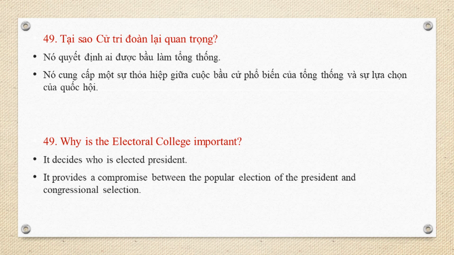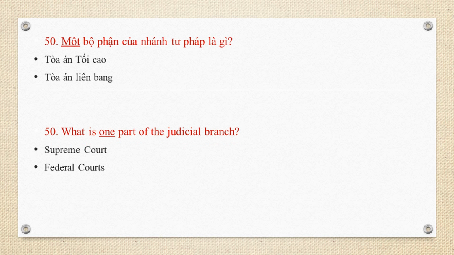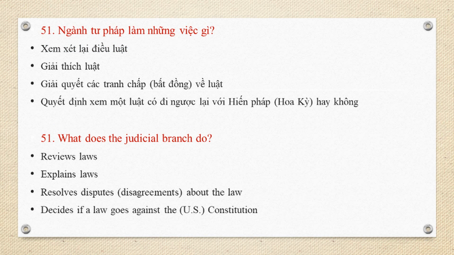49. Why is the Electoral College important? It decides who is elected president. It provides a compromise between the popular election of the president and congressional selection. 50. What is one part of the judicial branch? Supreme Court. Federal courts. 51. What does the judicial branch do? Reviews laws. Explains laws. Resolves disputes, disagreements about the law. Decides if a law goes against the U.S. Constitution.